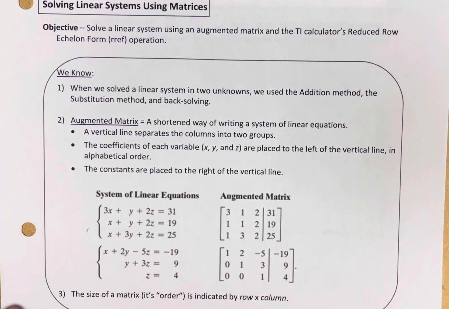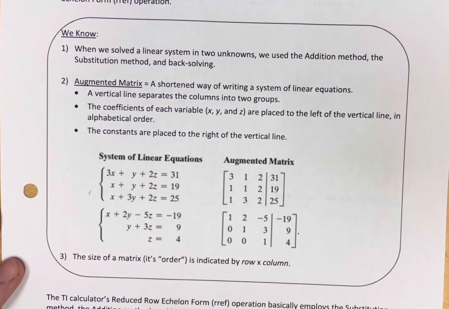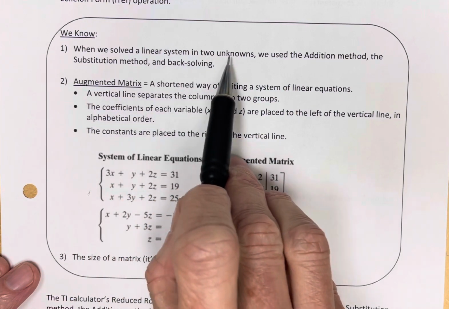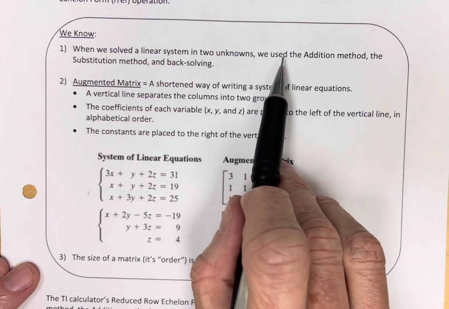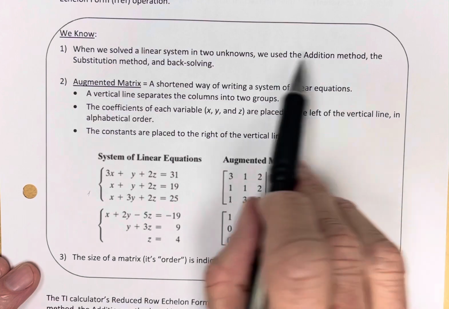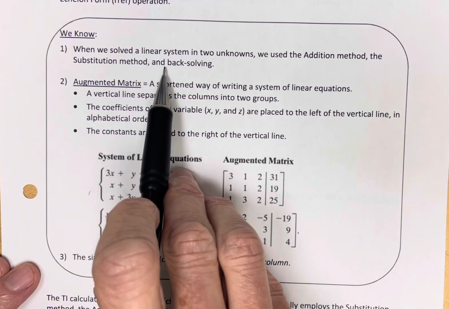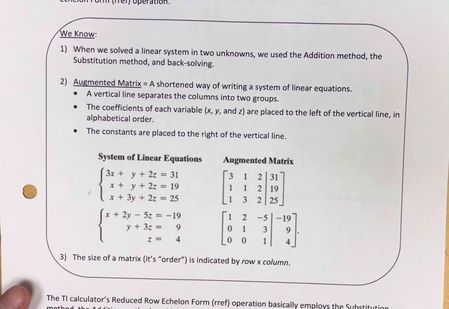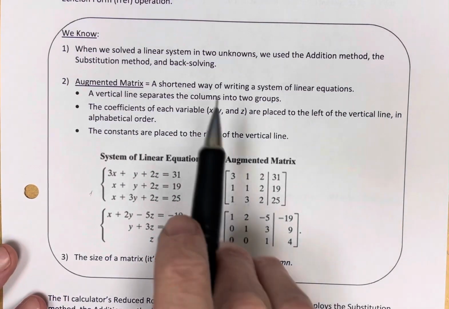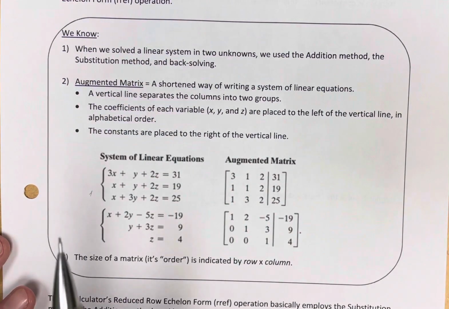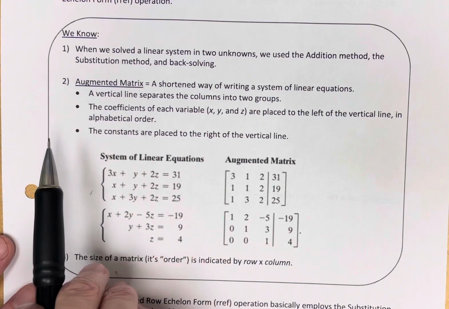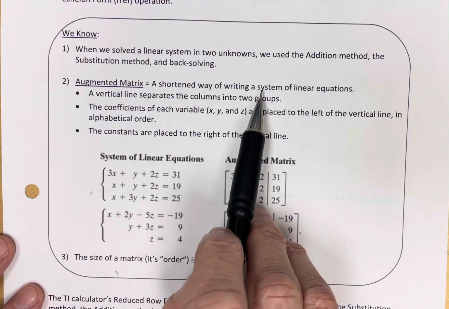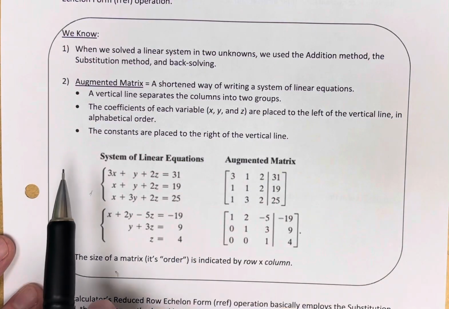So what do we know that we want to remember? We know that when we solved a linear system in two unknowns, we used the addition method, the substitution method, and back solving. We also learned how to do it with graphing, but I'll focus on these two for this objective. We know what an augmented matrix is. It is a shortened way of writing a system of linear equations.